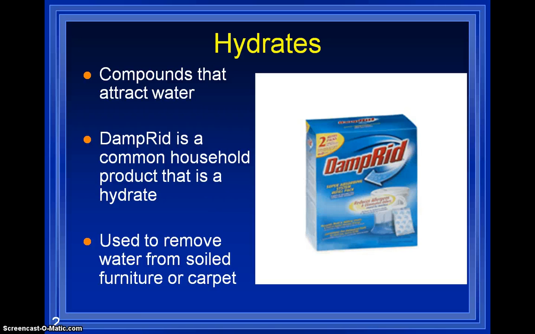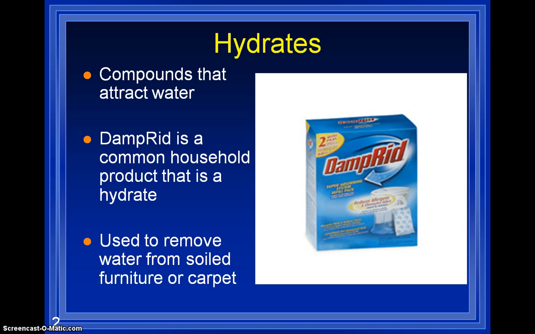So the last thing I'm going to discuss in Unit 4 are hydrates and emulsifiers. Hydrates are compounds that attract water molecules to themselves and sort of attach them to the outside of their compound, so they soak in water. An example of this is called Damp Rid.